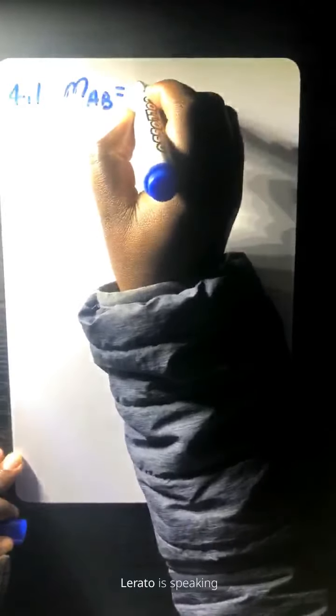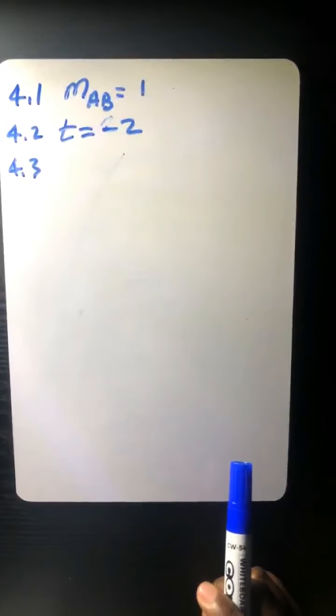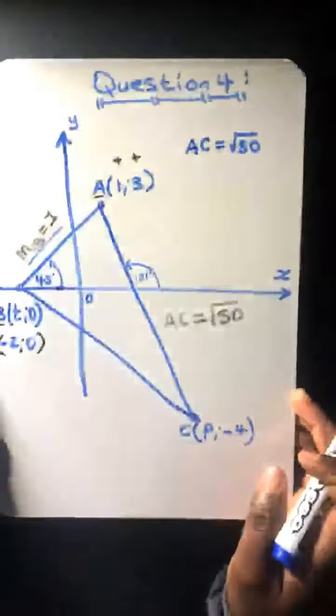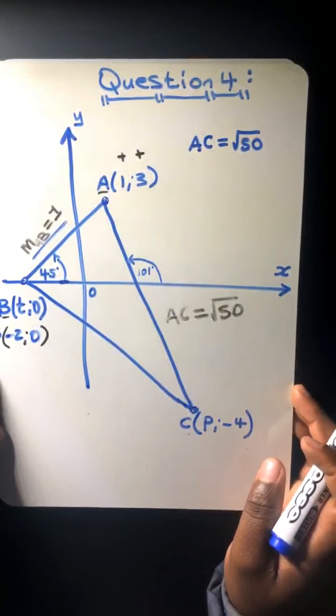Calculate P, the x coordinate of point C. What is it? Let me see. There is negative 2. Okay, we are now on 4.3. So the question says calculate P, the x coordinate of point C.